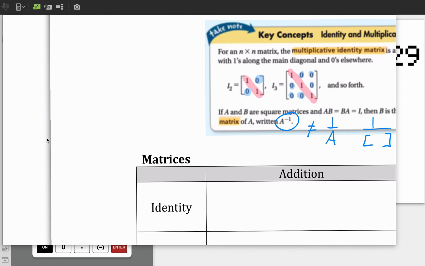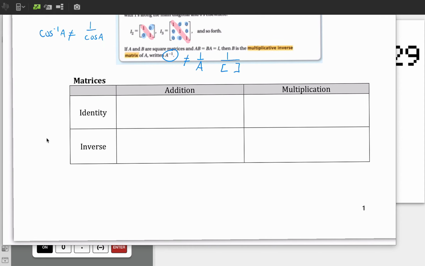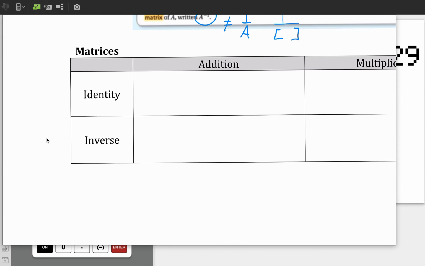In trigonometry, remember when we saw cosine and we said inverse cosine? That does not mean 1 over cosine of whatever number you've got there. We already know that the additive identity, and I'll just do a 2 by 2 here, is all zeros. Whenever I add zeros all across the board, nothing changes.